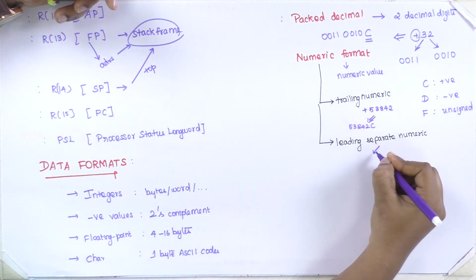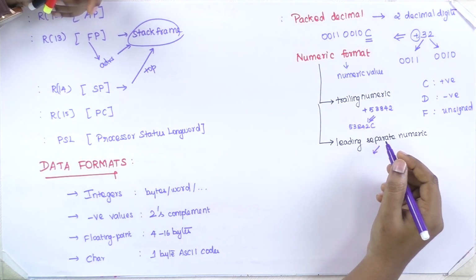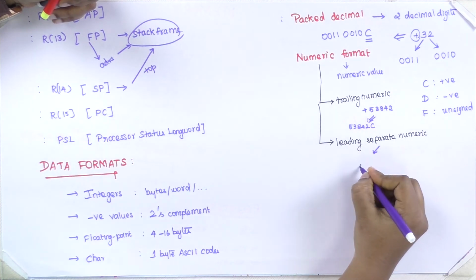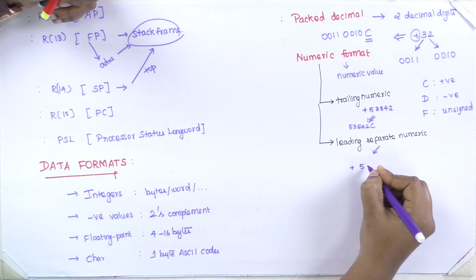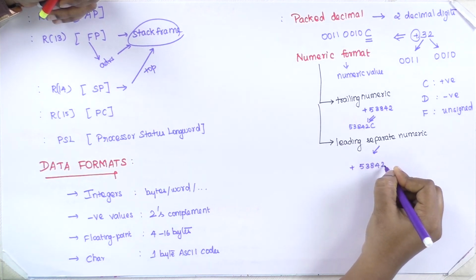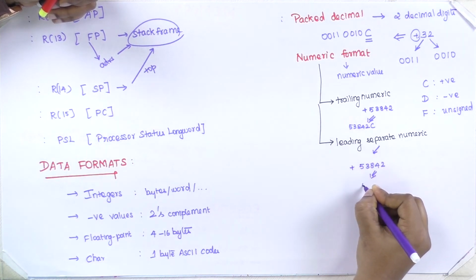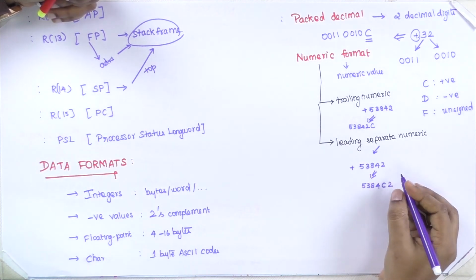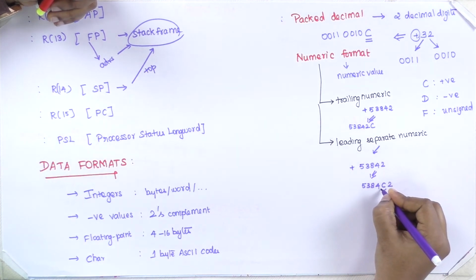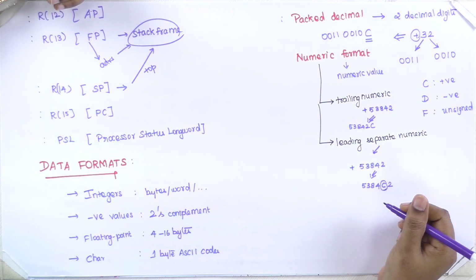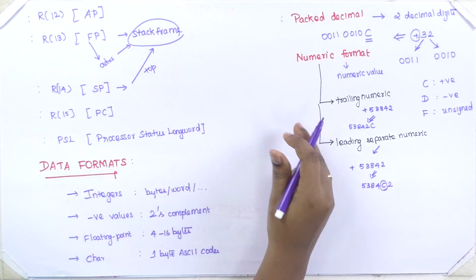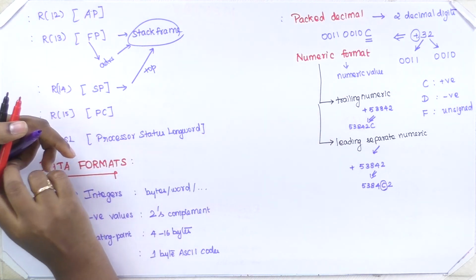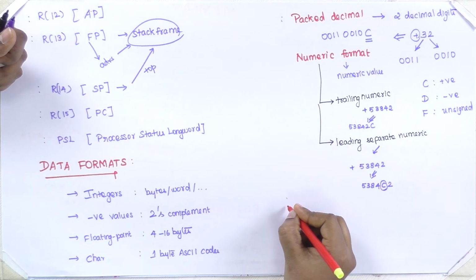Then leading separate numeric. In leading separate numeric, a separate byte preceding the first digit is used for representing the sign. For example, let us take the same example, plus 53842. This will be encoded as C53842, so we separate the byte preceding the first digit to represent our sign. So that's all about the data formats. Now the next hardware feature is instruction format.